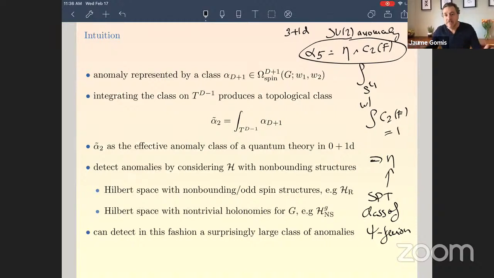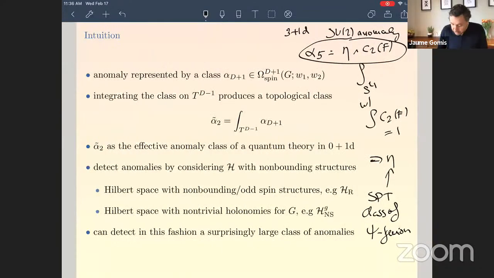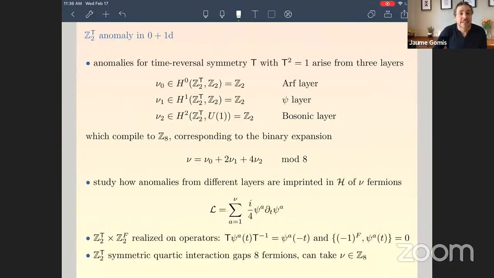You have some cobordism class that describes the anomaly, and you can integrate it over whatever you can and get something non-trivial out of it. Okay. Good. So essentially the problem reduced to some quantum mechanics problem. Let's try to study the anomalies as seen in the Hilbert space in 0+1 dimensions for the case of time reversal anomaly. Okay. So let's consider fermionic systems with a time reversal symmetry in 0+1 dimensions.